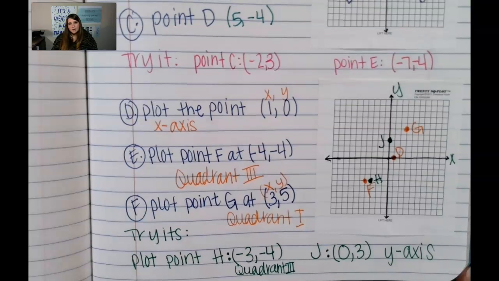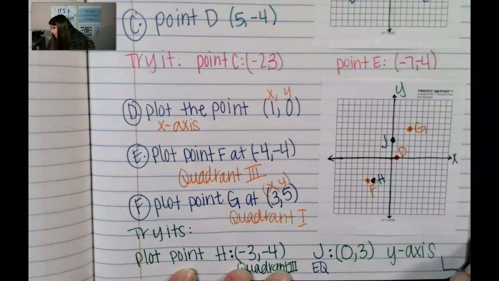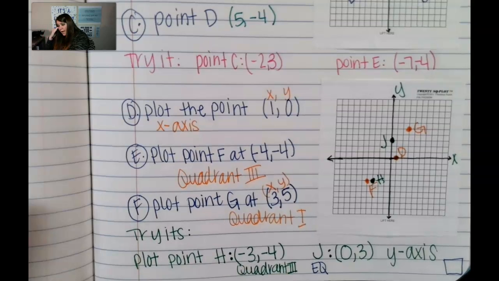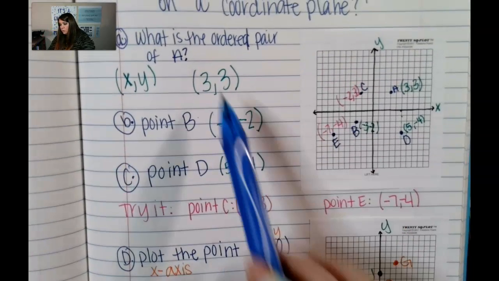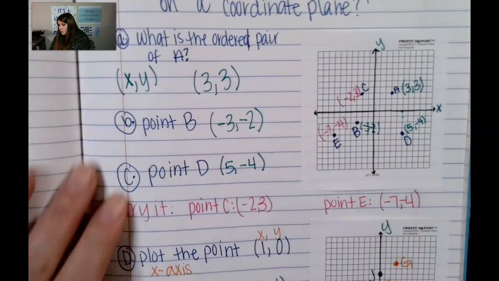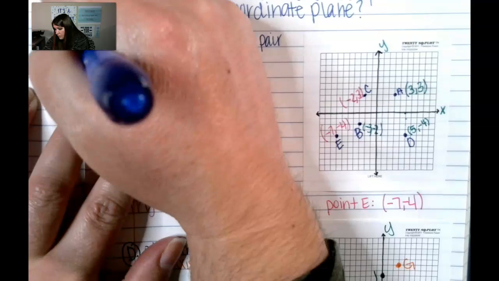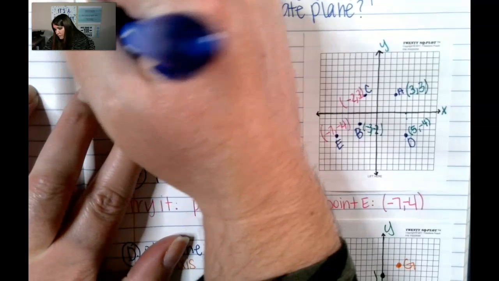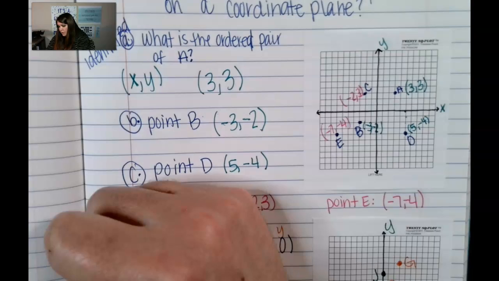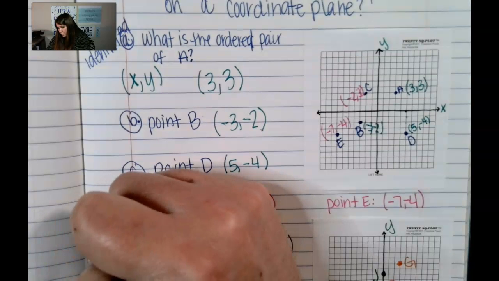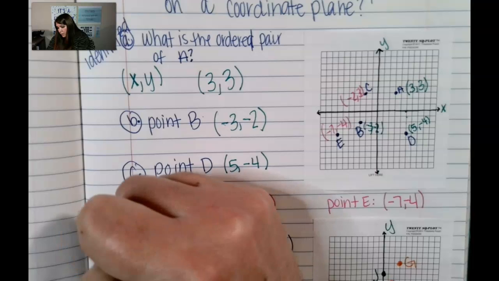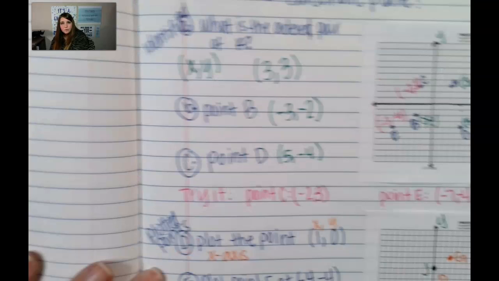All right. How did you do on graphing these points? Your job now is to answer your essential question, and give me your level of understanding out to the side. Where are you at? Are you able to identify the ordered pairs? So here we identified the ordered pair, and then down here we plotted points. Where are you at with these two topics?